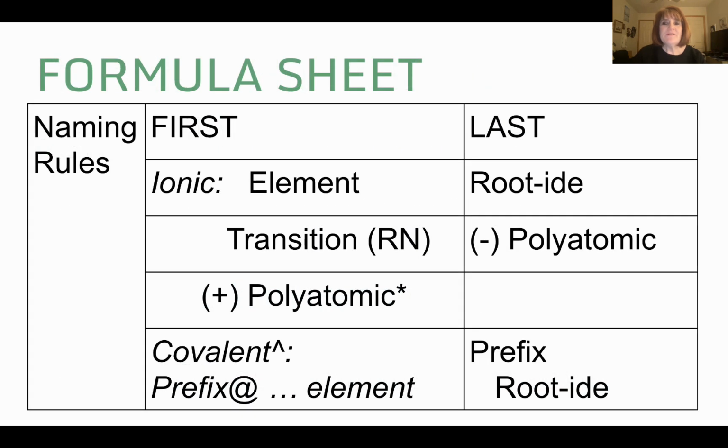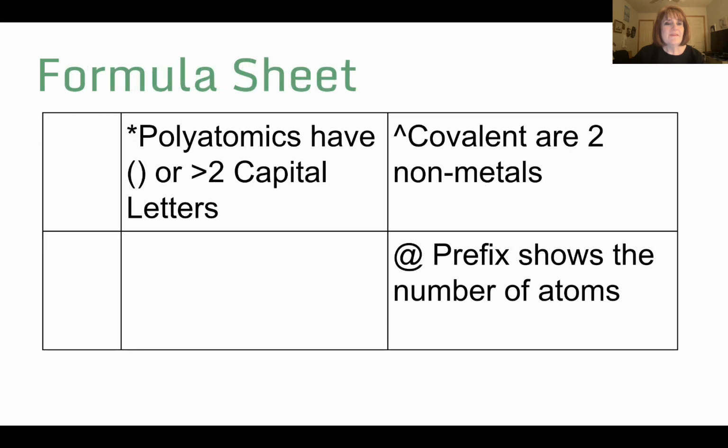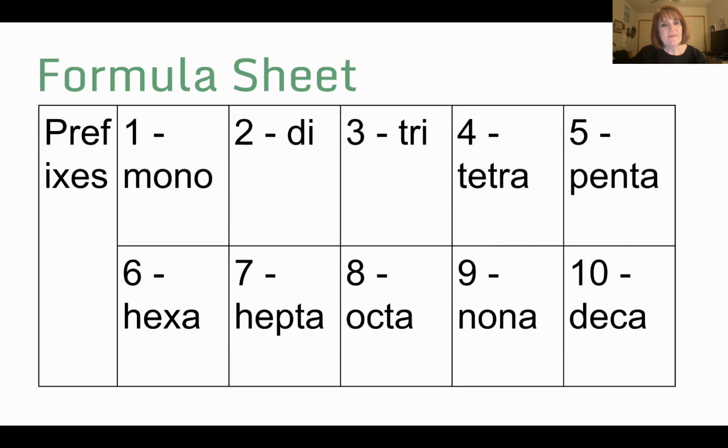Be sure that you update your formula sheet, adding the positive polyatomic or a negative polyatomic for a last name on ionics. Covalents will use prefix element and then a prefix root-ide. Also on the same formula sheet, remember a polyatomic will have more than two capital letters. Covalents are always two nonmetals, and a prefix shows the number of atoms. Again, you want to have those prefixes filled in on your formula sheet as well.